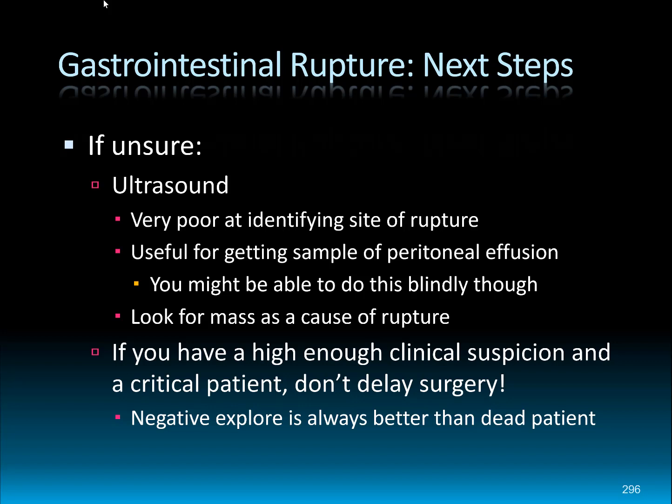Ultrasound's not your best bet. It's not very good at identifying the site of the rupture, because usually a rupture doesn't lead to two big flapping, gaping wounds. So it can be useful if you want to get a sample of peritoneal effusion. It can be useful to look for a neoplasm or other mass as the cause of a rupture. But for actually identifying a site of rupture otherwise, it's just not your strongest point.